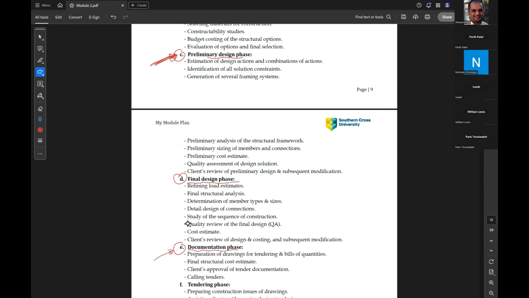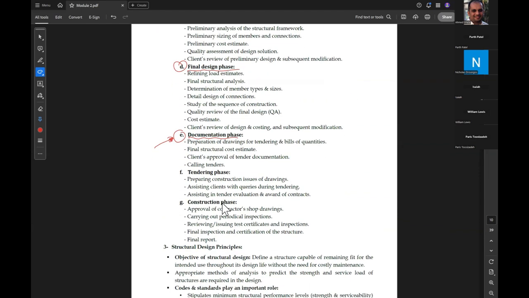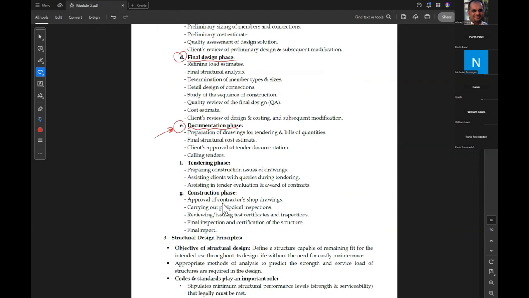So preparing the shop drawings to be ready for execution, and then the tendering phase, and the construction phase is the last step.